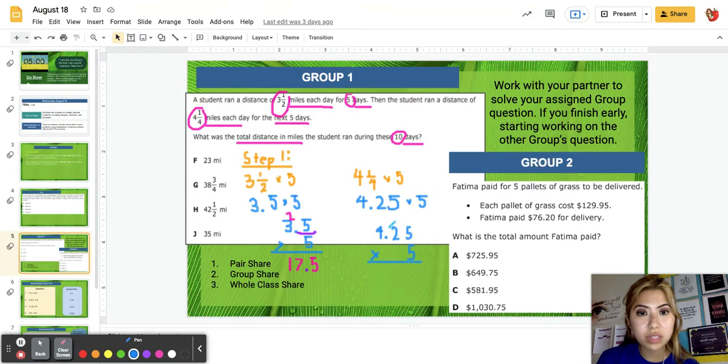Okay, 5 times 5 is 25. 2 times 5 is 10. 10 plus 2 is 12. 4 times 5 is 20. 20 plus 1 is 21.